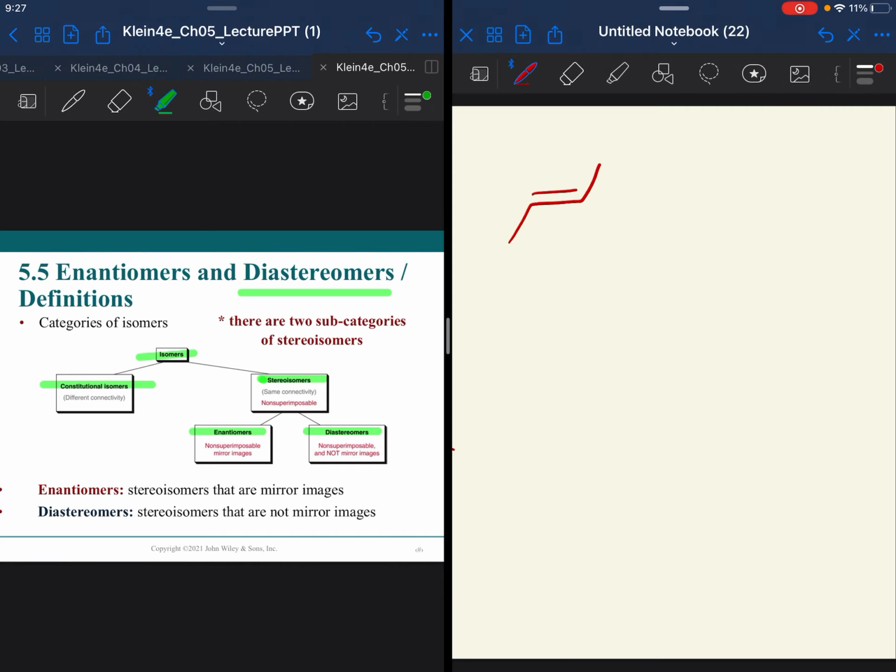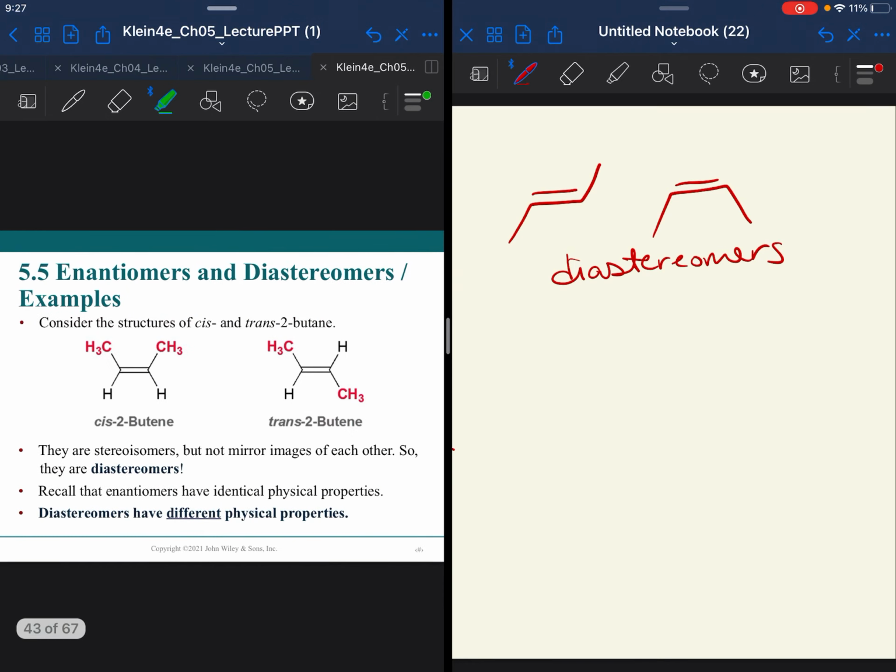For instance, the trans-2-butene and the cis-2-butene. These have different arrangements in space. They are not mirror images of each other. So this falls into the category of diastereomers. And that was on the next slide. I'm glad I drew it.